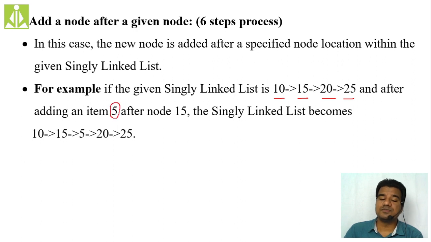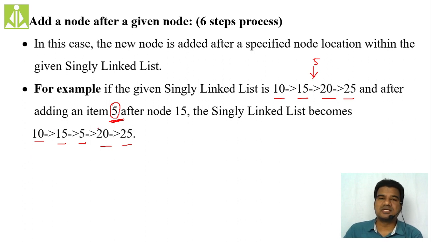I want my newly created node, the new node, which is my 5, to be inserted after 15. So this 5 has to be inserted over here. How will my linked list change after inserting this 5 after this 15? Something like this: first we'll have 10, then 15, then this 5, then 20, 25. Like this my linked list will change.